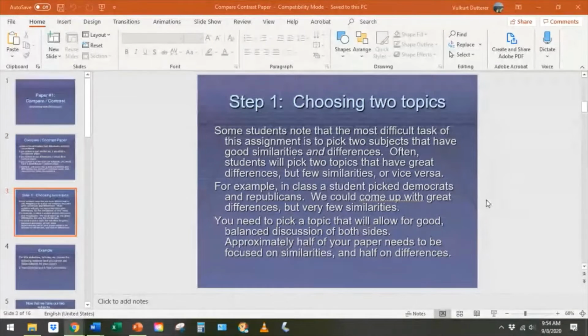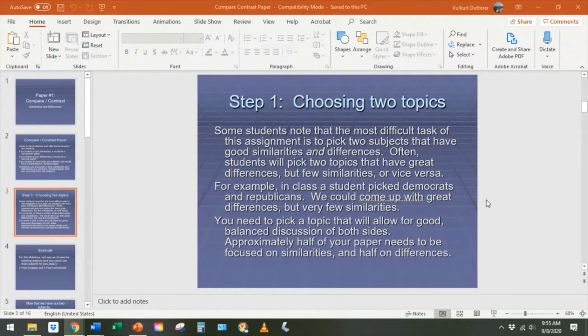So, how do you choose two subjects? Okay, now this sounds like it would be like the easiest part of the assignment, but for some people, it's the hardest. Like they'll choose two things that have a lot of great differences, but very little similarities, or they'll choose the two things that are really, really close together with their similarities and have no differences, okay? This will drive you crazy, because you won't be able to make it work, okay?